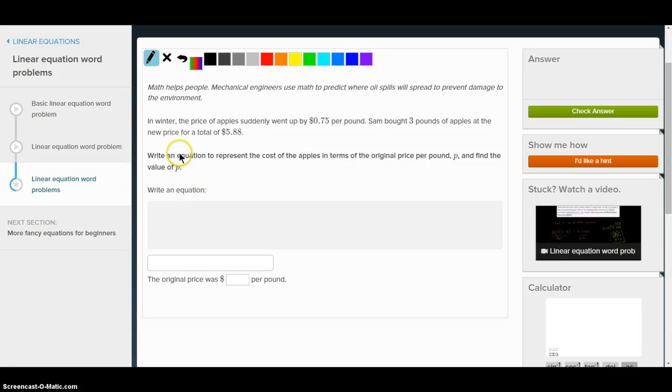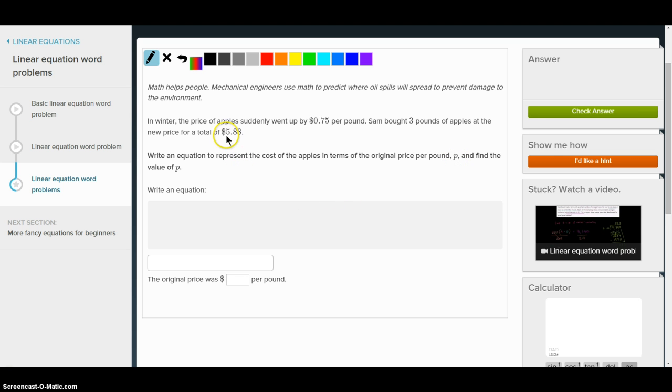Alright, so in this video we're going to go over linear equation word problems. And we're going to start with this example here. In winter, the price of apples suddenly goes up by 75 cents per pound. Sam bought 3 pounds of apples at the new price for a total of $5.88. And then we're going to write an equation for the original price per pound with the value of P.